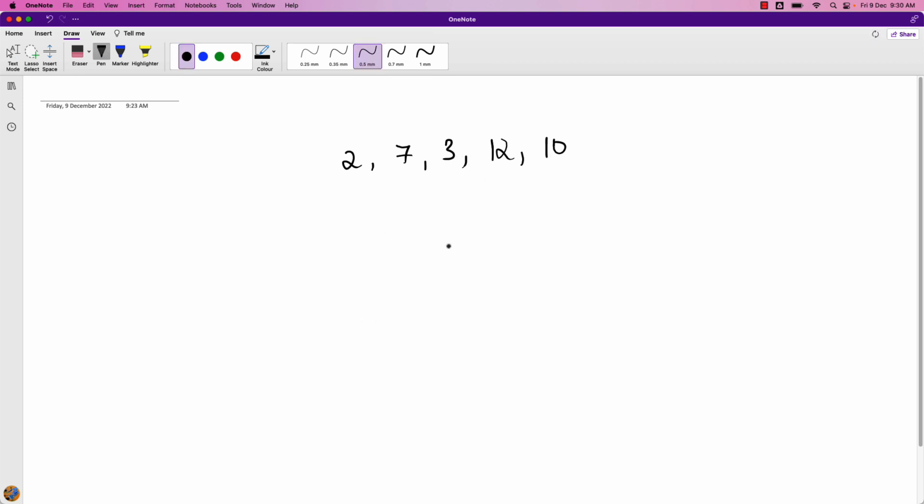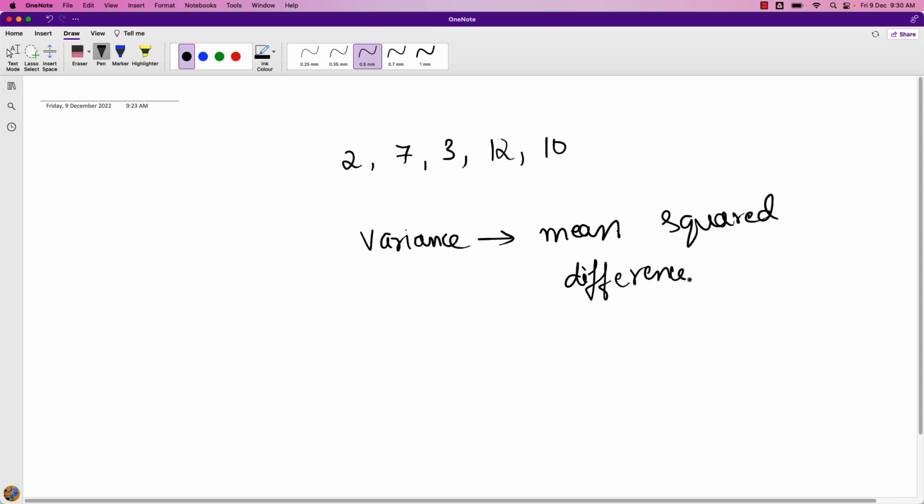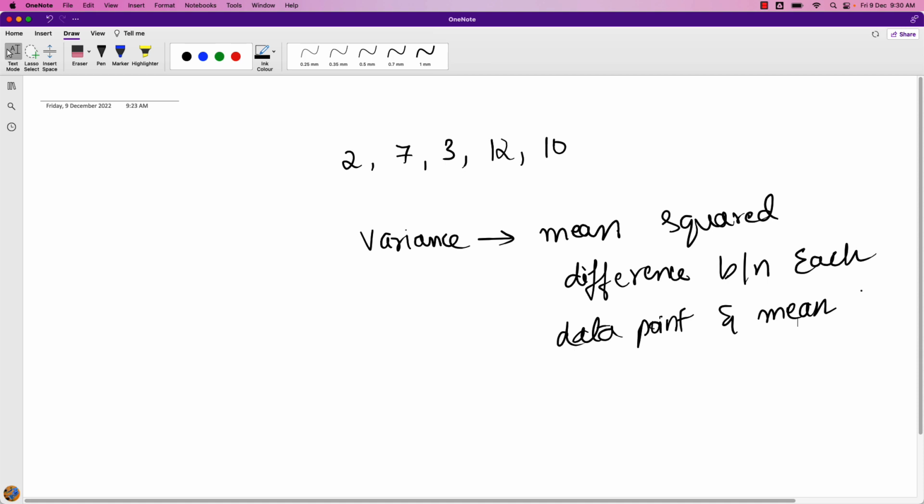Now what is the variance? It's the mean squared difference between each data point and the mean. So let's find the value of the mean. As you know from your previous learning journey, mean is nothing but the sum of all the elements divided by the number of elements. So 2 plus 7 is 9, 9 plus 3 is 12, 12 plus 12 is 24, 24 plus 10 is 34. 34 is the sum. To calculate the mean, 34 divided by 5 is equal to 6.8. So this is the value of the mean.